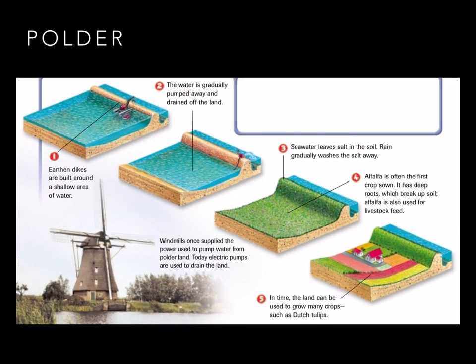Polder. Here's an example of how they create a polder. They build an embankment out in the sea, and then they slowly drain the water from behind that embankment. They let the rains come and wash out the salt from this newly exposed land. And then eventually, after some time, you can go ahead and plant crops.